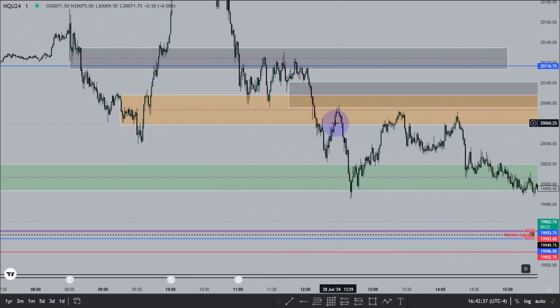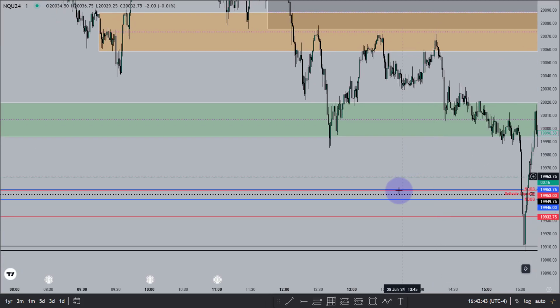Why? What am I looking for? Am I looking for buy? No, I'm not looking for buy. Why am I not looking for buy? The reason is I have this sell side liquidity still untaken. That means the market didn't take that sell side liquidity yet. I need to see that the market has taken at least this sell side liquidity. Then if the market is overzealous, it can take that one as well.